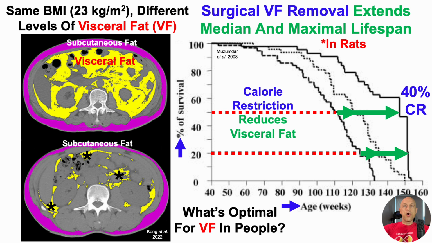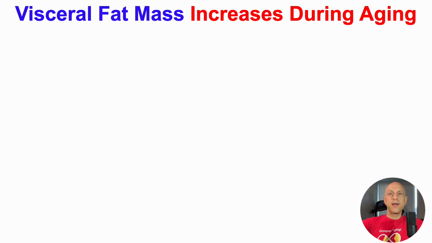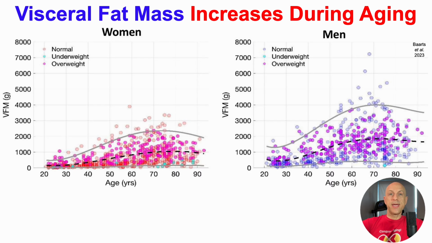All right, so these data are in rats. What's optimal for visceral fat in people? And for that, we'll take a look at visceral fat accumulation during aging, as it increases during aging, with those plots for women shown on the left and for men shown on the right. On the y-axis, we've got VFM, or visceral fat mass, plotted against age from 20 to about 90 years. And for both women and men, we can see that median values of visceral fat increase during aging.